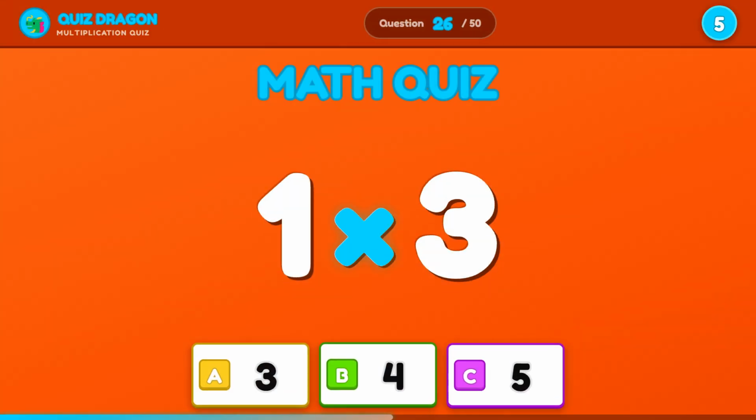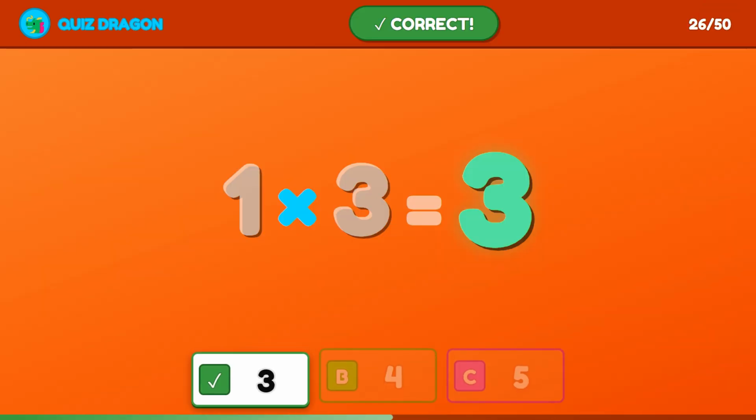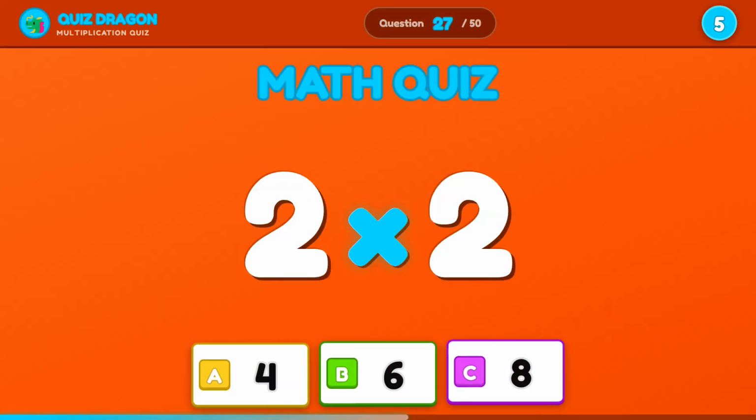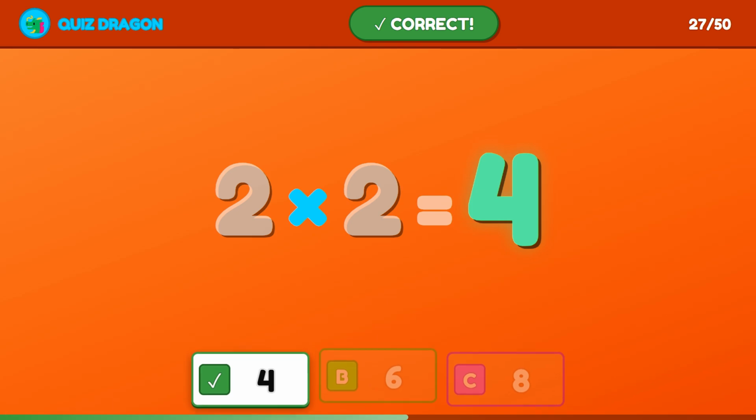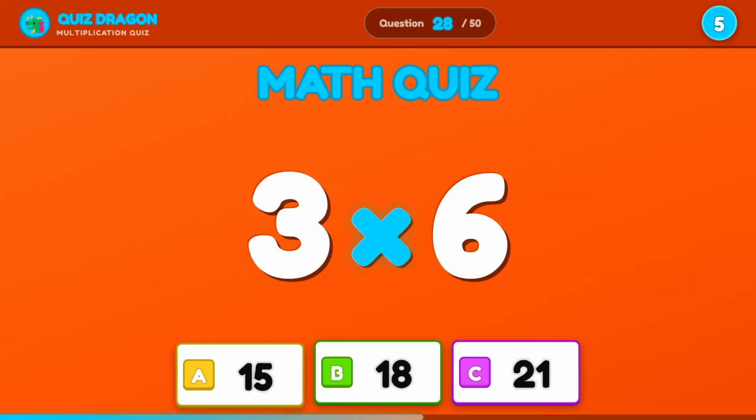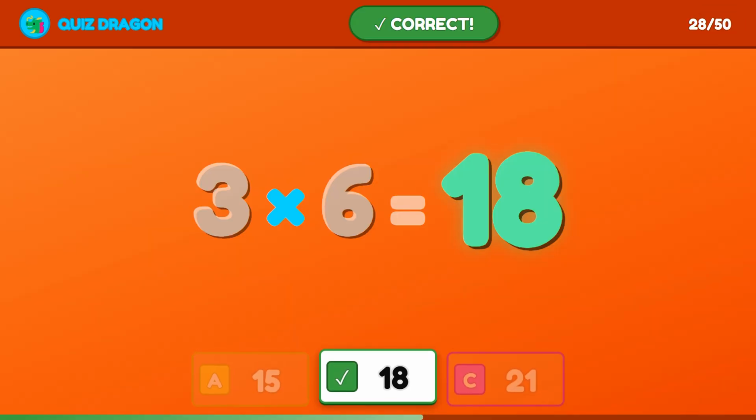Number 26. 1 times 3 equals? The correct answer is A, 3. Question 27. 2 times 2, what's the answer? The correct answer is A, 4. Question 28. What is 3 times 6? The correct answer is B, 18.